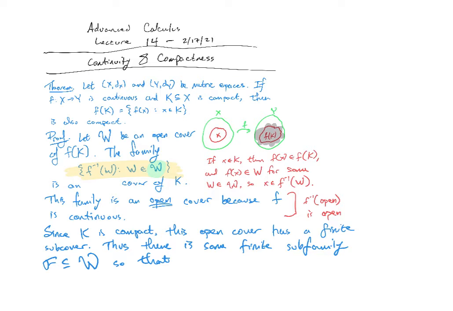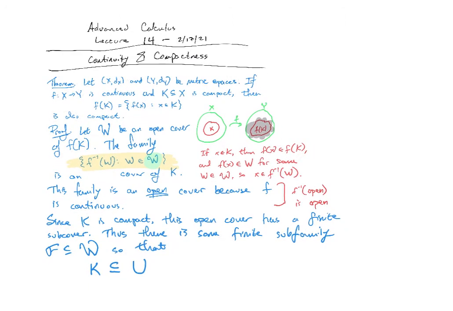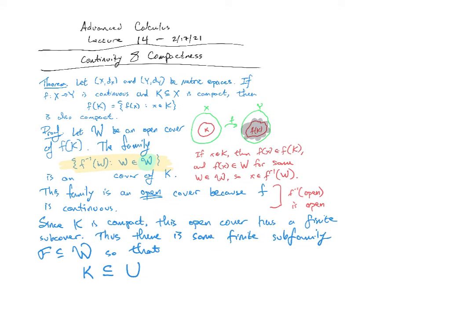Okay. And really, what I want to write here is that they are a cover of K. So that would mean that K is in their union, being the union of all sets W in this finite family F of the preimage of the set.